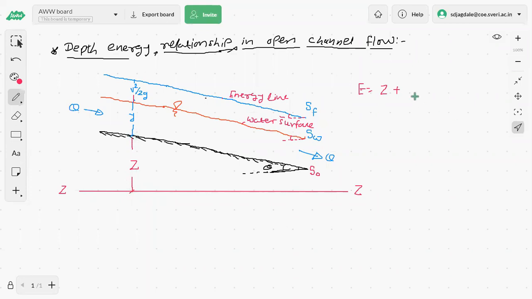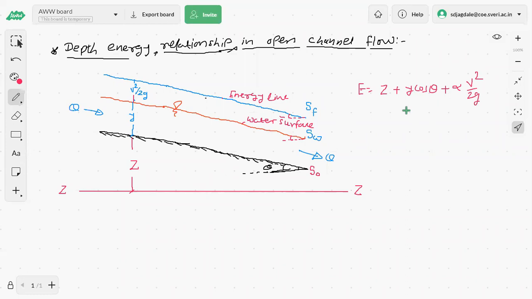Then it will be Z plus y into cos theta, where theta is related to the angle of the bed slope, plus the velocity head multiplied by the kinetic energy correction factor alpha, that is alpha into v square by 2g. Why have we considered cos theta? Because the depth of the flow is the perpendicular distance between the water surface and the bed, so in terms of the angle theta we get the depth y as d cos theta.